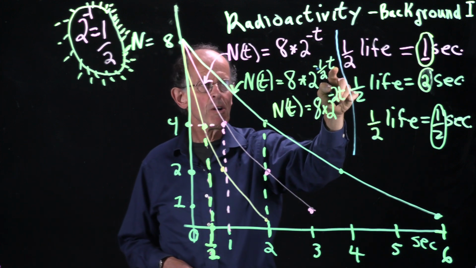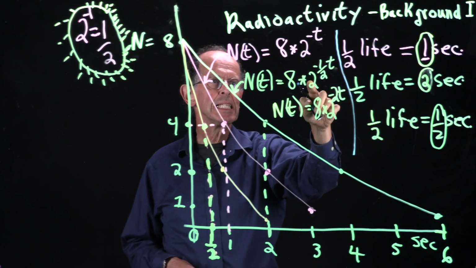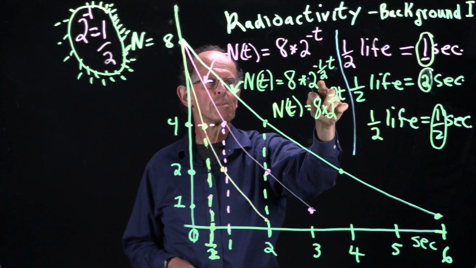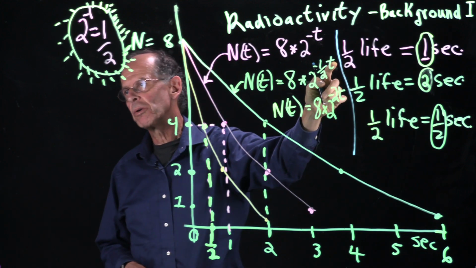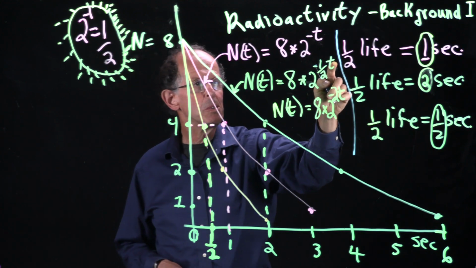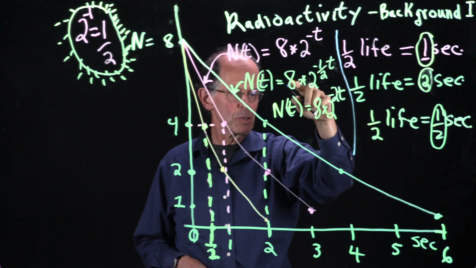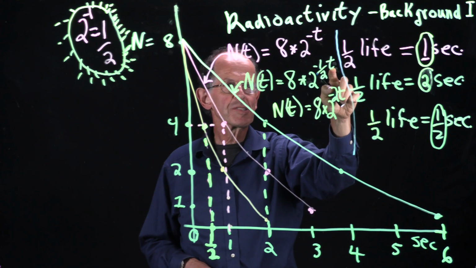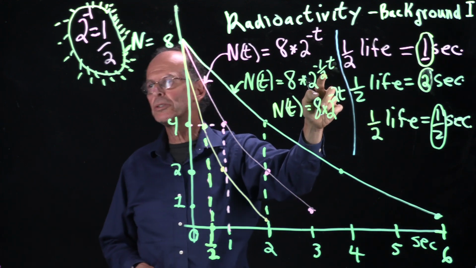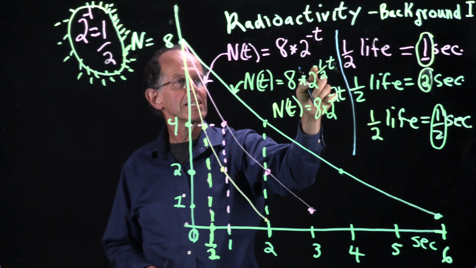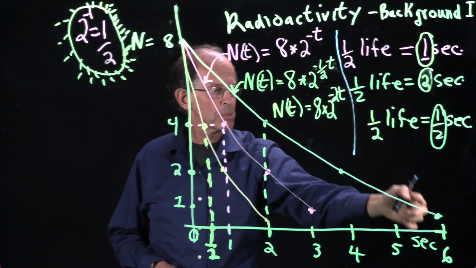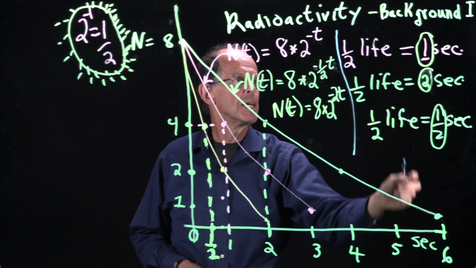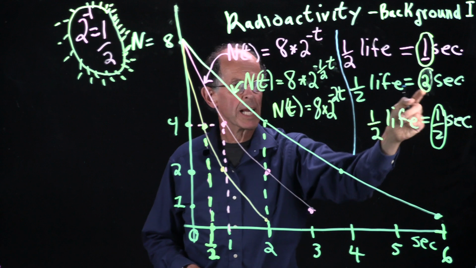And at 4 seconds, it's 8 times 2 to the minus 2, a quarter, so half of 4 is 2. We have 2 particles left. At 6 seconds, 6 over 2 is 3. 2 to the minus 3 is 1/8. We have 1 particle left. The half-life is 2 seconds.